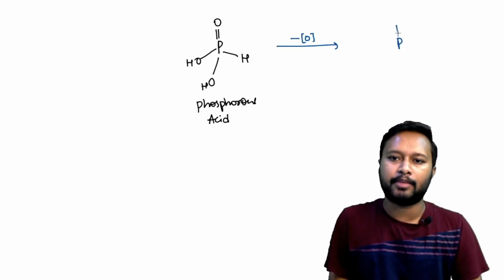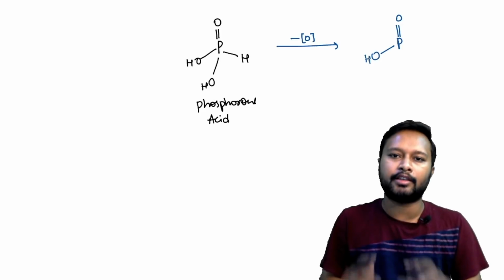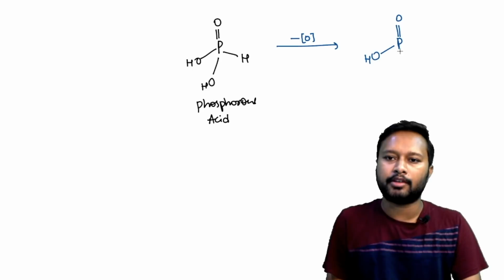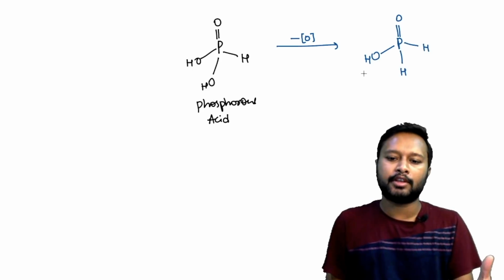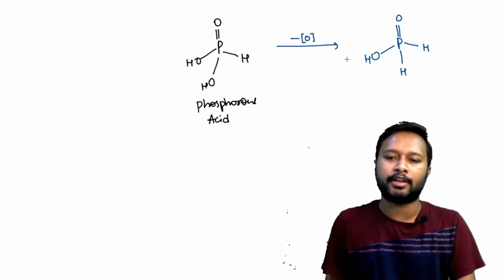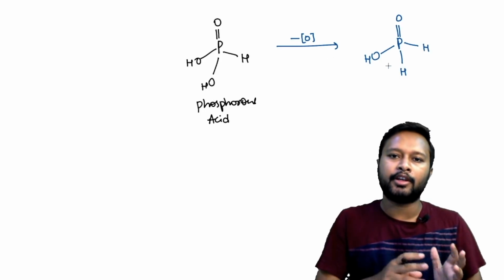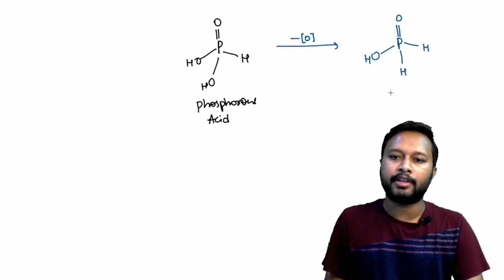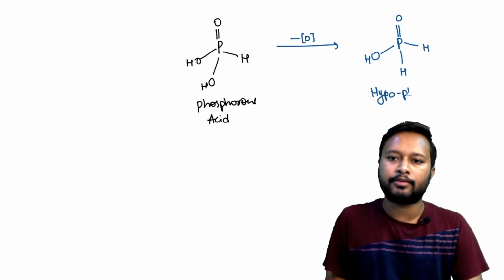In that I'll get P double bond O and OH. See, this is very necessary. This thing should be there to make the compound an oxoacid. I have removed one oxygen from here, so I just got H and H. Now since you have taken out oxygen, it's a reduction which you have done. Whenever you do reduction, that is called hypo, so we represent it as hypo. So this will be hypophosphorus acid.